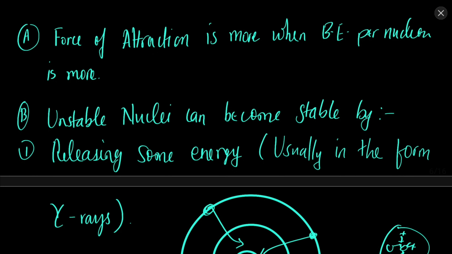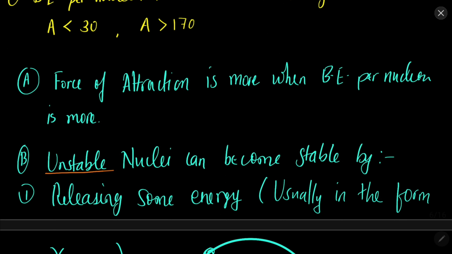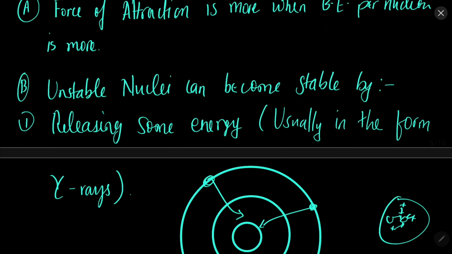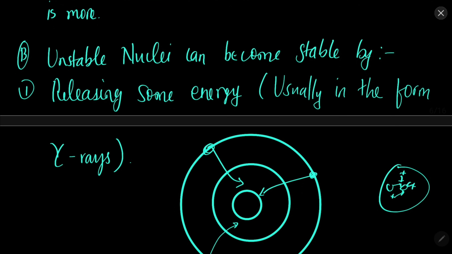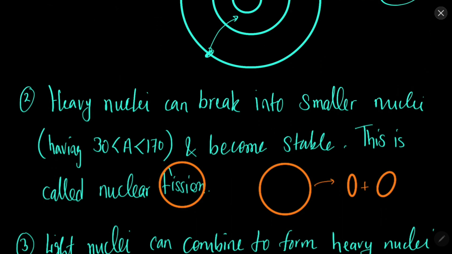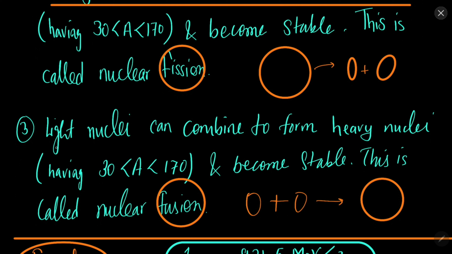So when we have more binding energy per nucleon, that means the force of attraction is more. That is, the nucleus is stable. Now let's say we have unstable nuclei and we want to make them stable. How can unstable nuclei become stable? The unstable nuclei can become stable in the following ways. First, by releasing some energy. Second, heavy nuclei can break into smaller nuclei. Or third, light nuclei can combine to form heavy nuclei.